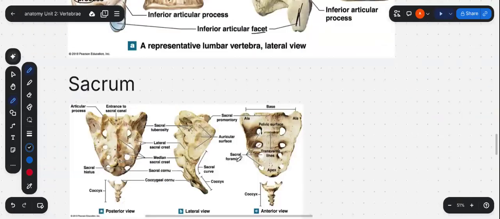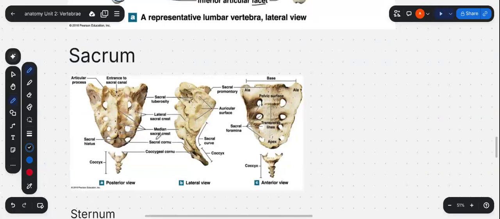All right, now we are going to go onto your sacrum. So your sacrum has a lot of the same things. You are going to have the body over here.